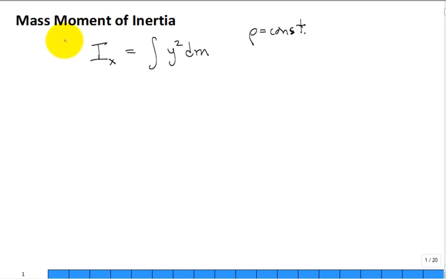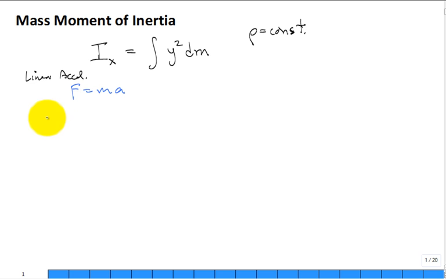How is this mass moment of inertia used? Well, it's used in characterizing the rotational acceleration of an object. And so there are two equations. One you're very familiar with, F equals ma. And what is that equation used to describe? Linear acceleration.